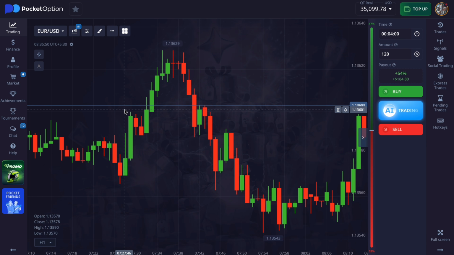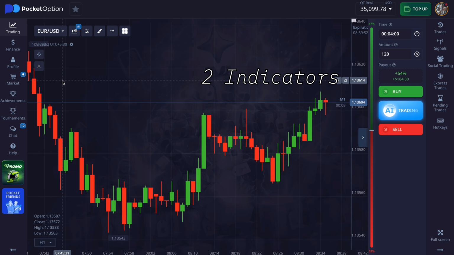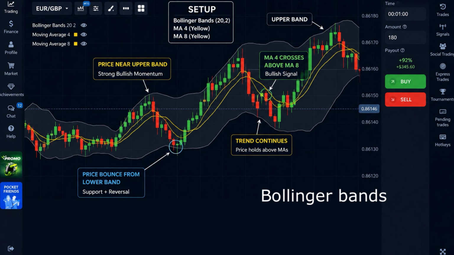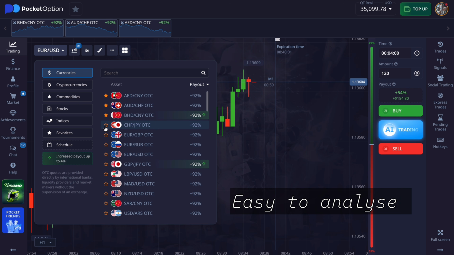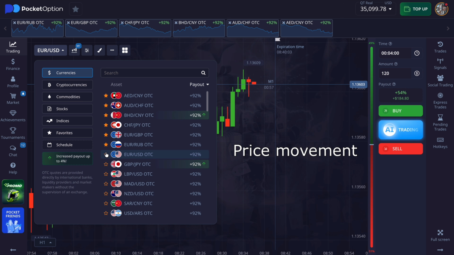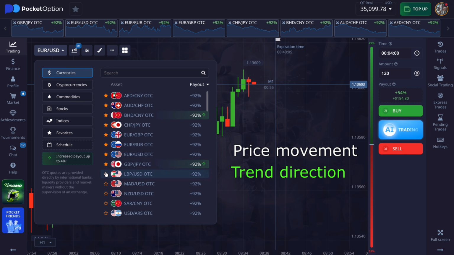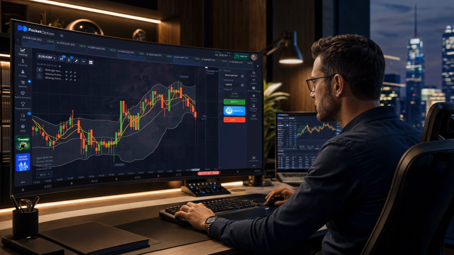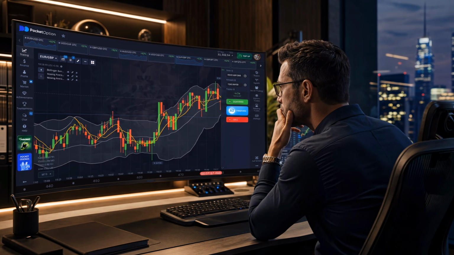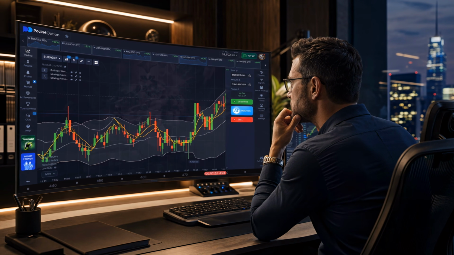In today's session, I will be using a simple two-indicator combination, Bollinger Bands, and two moving average lines. This is one of the combinations I find easier to analyze because it helps me read price movement, trend direction, and chart behavior more clearly. So, for today's session, I will focus completely on this setup and explain how I observe it on the chart.